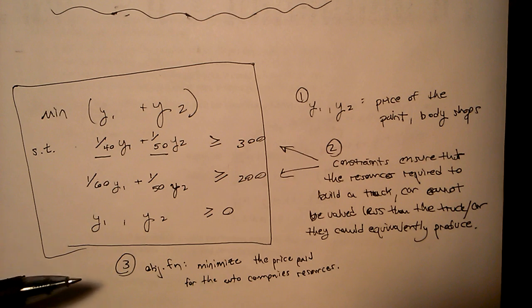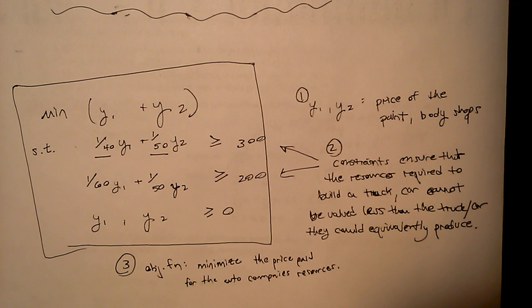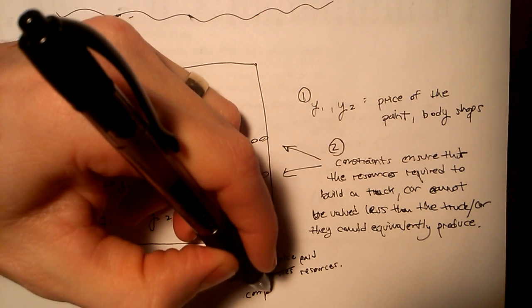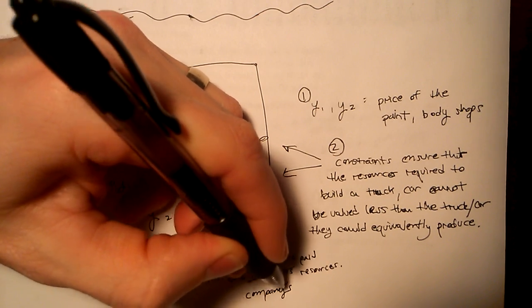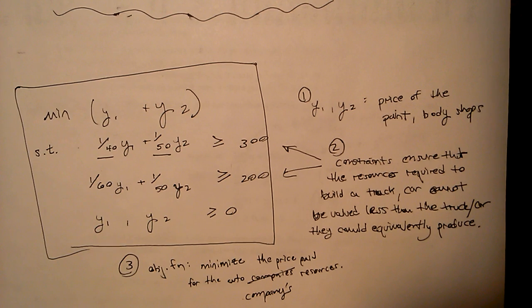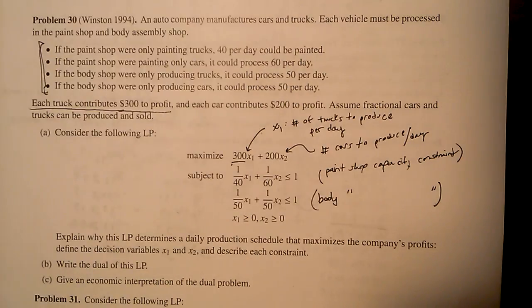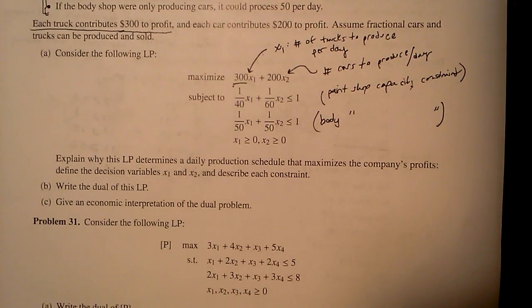And the last little bit is I said, okay, the objective function is going to be to minimize the total price paid for the auto company's resources. So I did pretty bad English grammar here. The auto company possessive resources. Sorry about that.